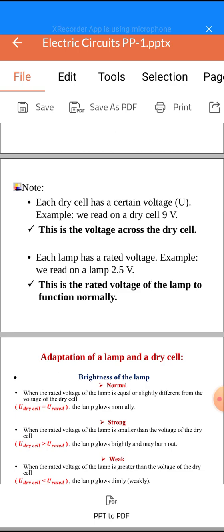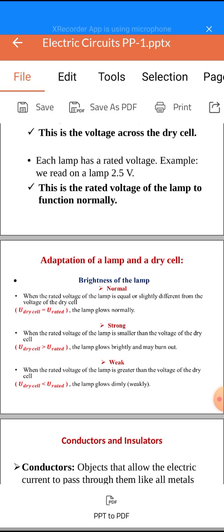You know that each dry cell has a certain voltage. For example, if we read on a dry cell 9 volt, what does this voltage mean? It means that this is the voltage across the dry cell. While if we see on a lamp a certain voltage, for example 2.5 volt written on a lamp, this means that this is the rated voltage of the lamp to function normally. It must take 2.5 volt in order to function normally.